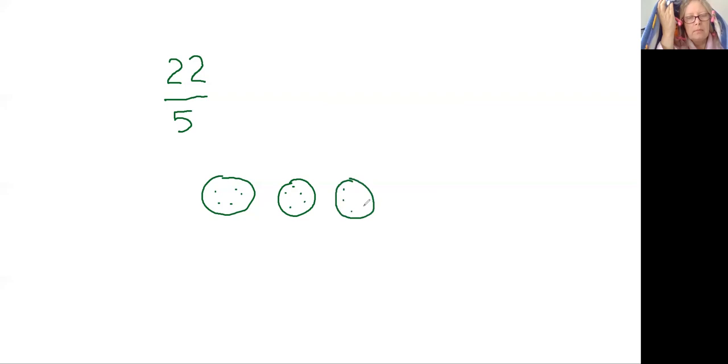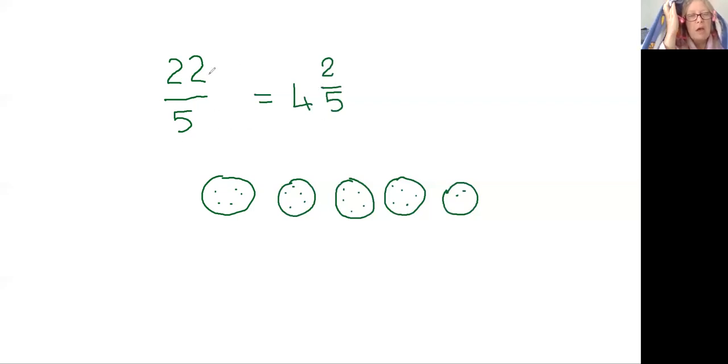Well, 5, 10, 15, 20, and there's 2 left over in that group. So I can make 4 whole groups with 2 leftovers, 2/5. Now they are groups of 5, so the denominator has to stay the same. So I can change from 22/5 to 4 whole groups and 2/5.